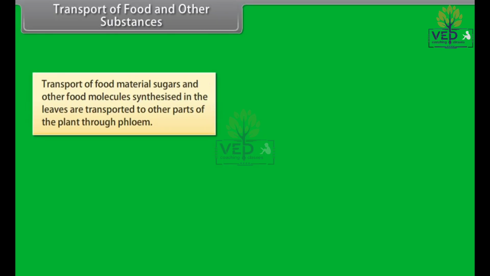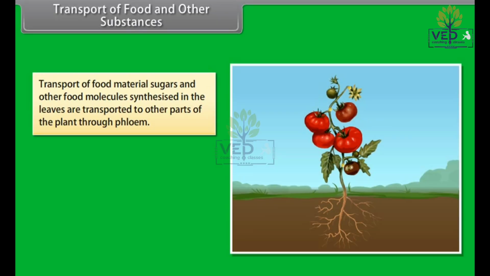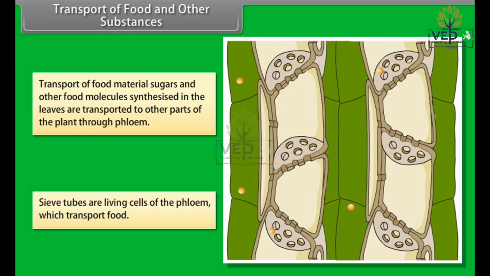Transport of food and other substances. Food material, sugars, and other food molecules synthesized in the leaves are transported to other parts of the plant through phloem. Sieve tubes are living cells of the phloem which transport food.